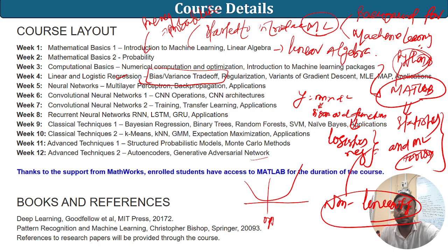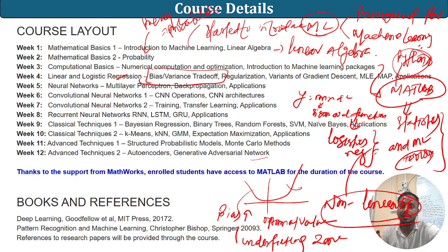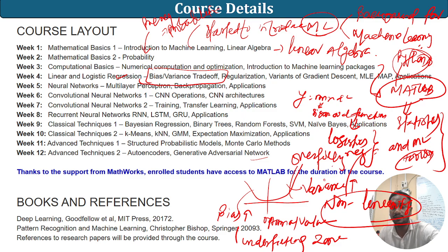So this is the optimal value, and this is where bias is high, the underfitting zone. Then here the variance is high, which is the overfitting zone. So we have to balance between underfitting and overfitting. So what is regularization?